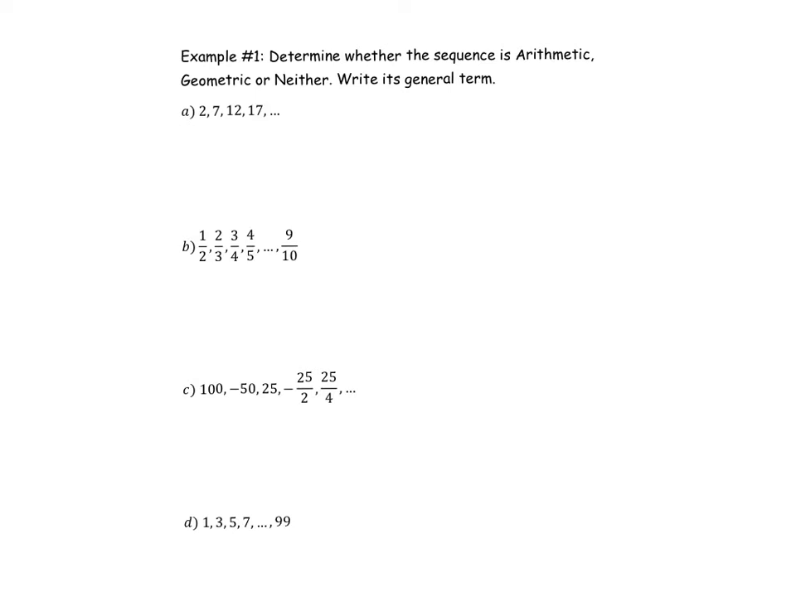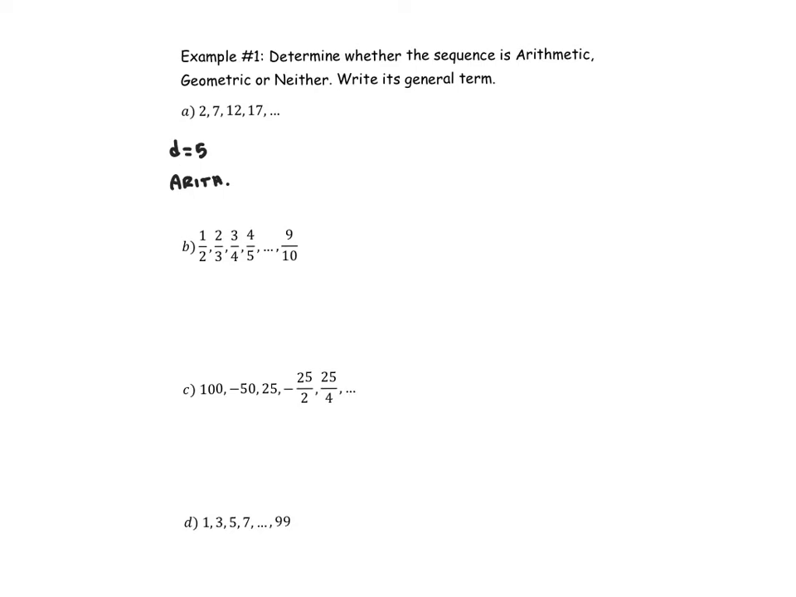Okay, so let's look at A through D here. Determine whether the sequence is arithmetic, geometric, or neither, and then write its general term, which is just its nth term. In the first example, my first term is 2, then 7, then 12, then 17. Clearly, each term is 5 more than the term before it. So my common difference is 5. This is going to be arithmetic.